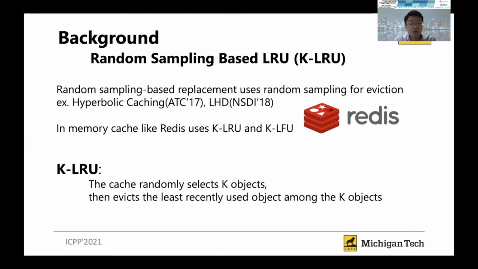In K-LRU cache, when evicting objects, the cache randomly selects K objects, then evicts the least recently used object among the K objects.